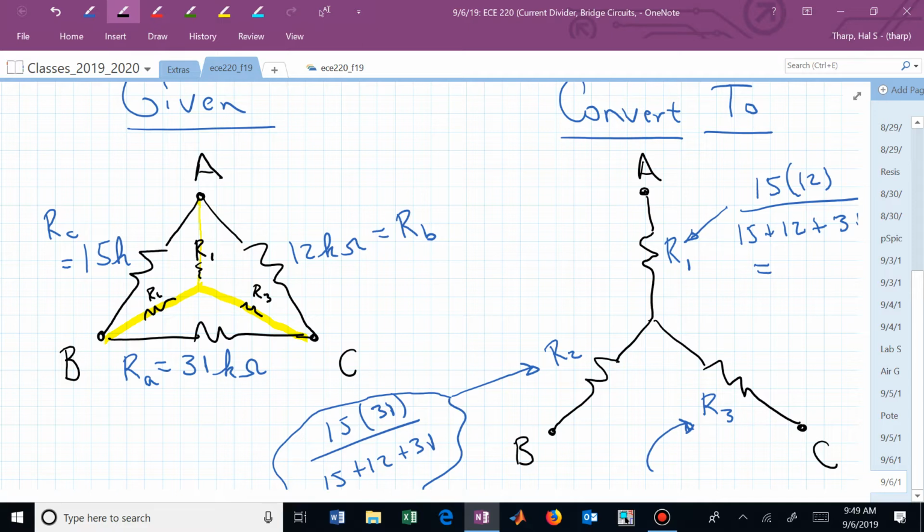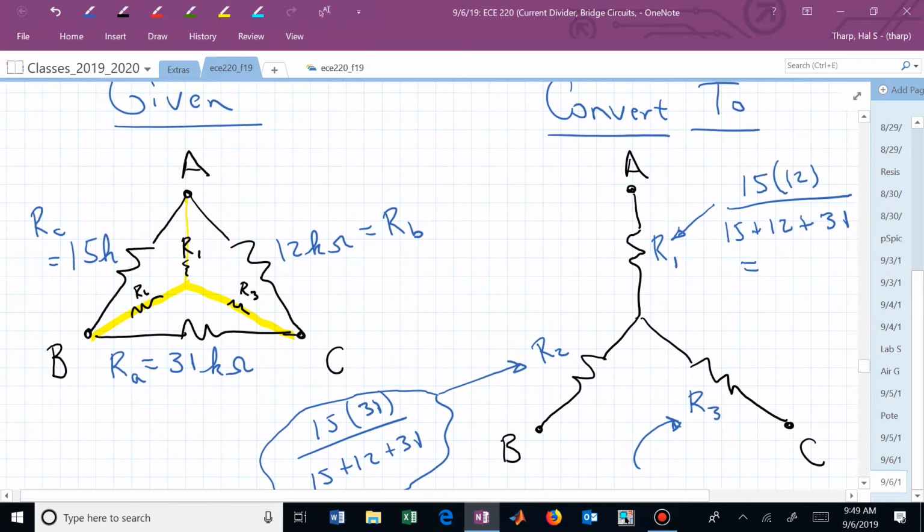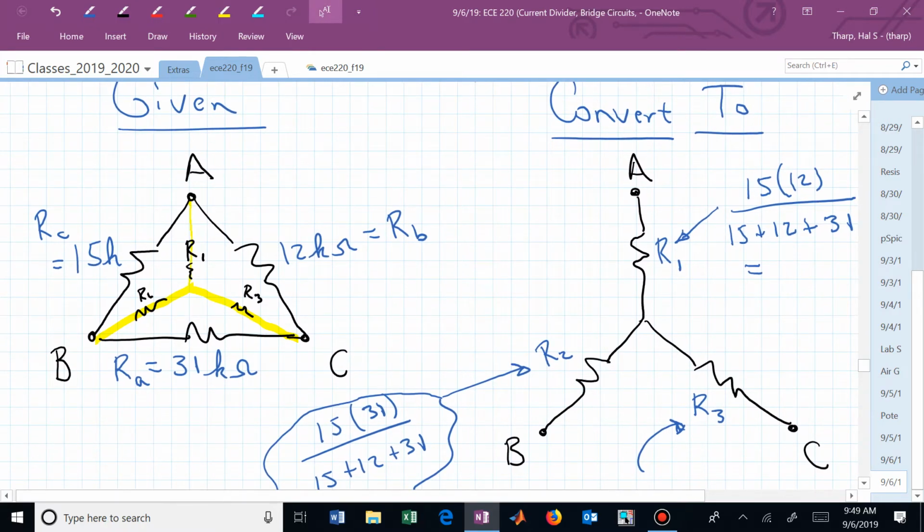To calculate R1, we simply sum the three resistors in the delta and put those in the denominator. 15 plus 12 plus 31K. And now do you see that R1 is touching 15 and 12 on either side? That product goes in the top, in the numerator. And that will provide us with the value for R sub 1. And I didn't calculate that. Maybe if somebody has their calculator, they can tell us what that is. It may not be a clean number.